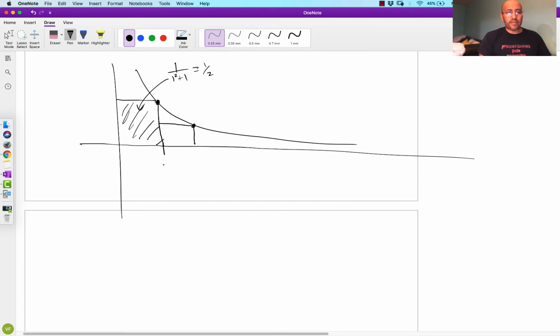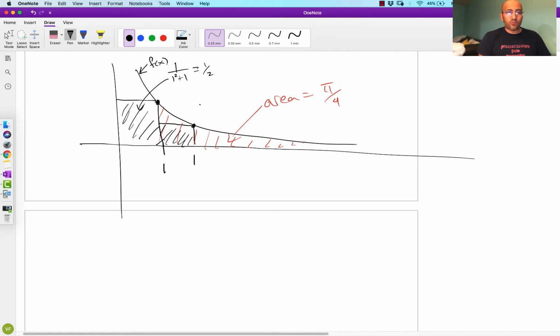So this is starting at 1. From 1 forward, we were able to find that the integral of this entire area is equal to pi over 4. And we were able to establish that this function, f of x, was continuous, positive, and decreasing, so it satisfies all those conditions.